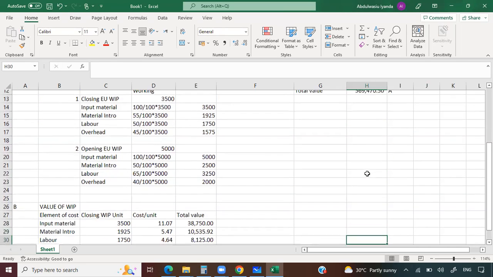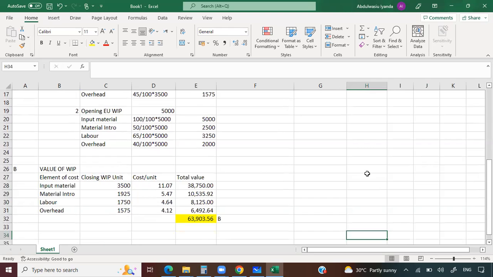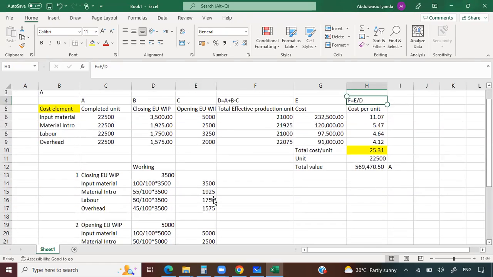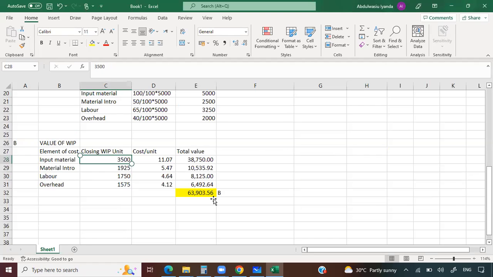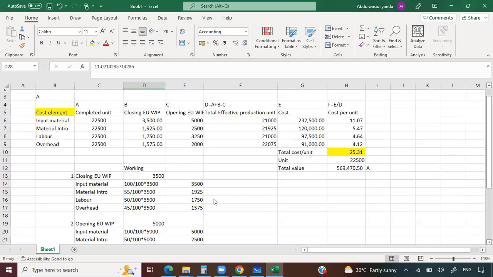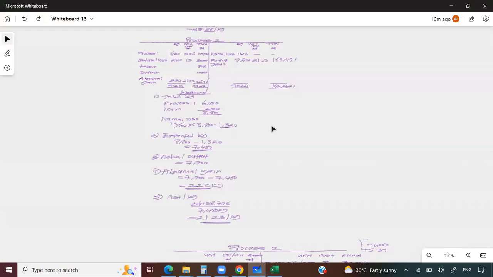Then we are also being told, what is now the value of work in progress? Whatever work in progress that process 2 receives from process 1, you have to complete it. So the value of work in progress that we are determining here is the value of work in progress that process 2 transfers to process 3. We already determined this unit before. The cost per unit is what we have here. Then if you multiply 35 by this, we'll have this 38. Then we prepare the process 3 account.